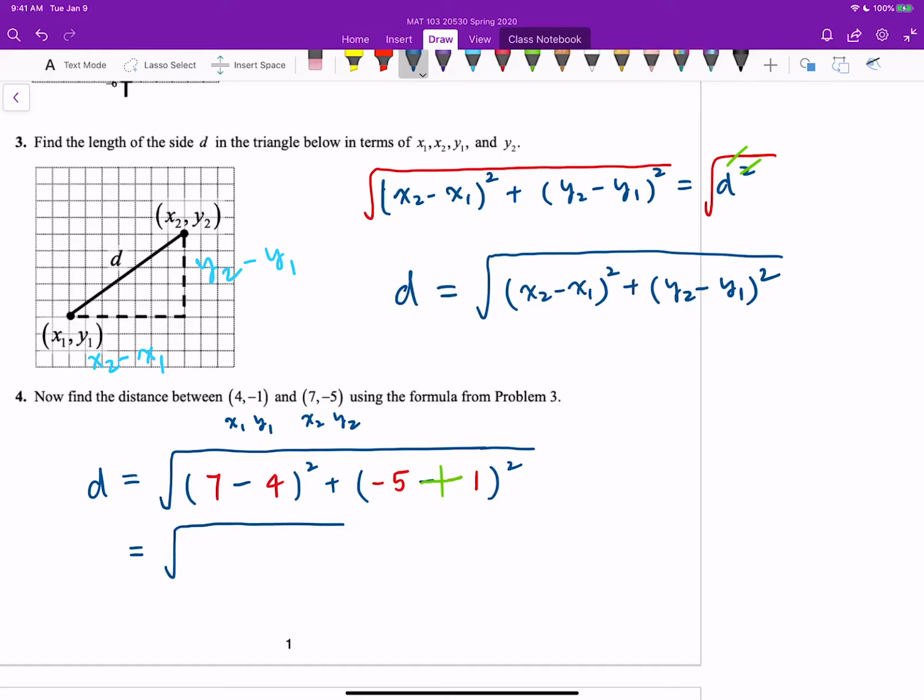First part, it's 7 minus 4, that is 3. 3 squared, that is 9. And then the second part, negative 5 plus 1, that's negative 4. Negative 4 squared, that's positive 16. And then 9 plus 16, that is 25. So we have radical 25, which is simply positive 5. So we got our answer, positive 5.